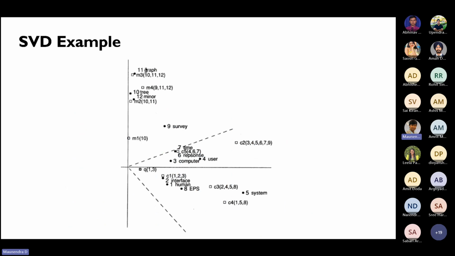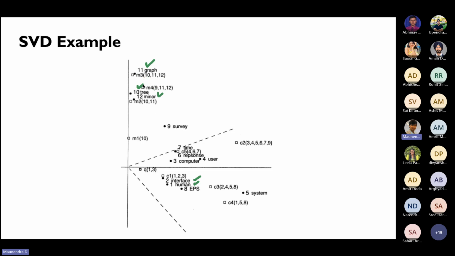So if you see here, graph, tree, minor is graph terminology. They are in some region of the space. Then we have interface, human. These are also close by. On the other hand, C1, C3, C4, all these C documents are in this region, and M documents are being pushed into this region. So M2, M4, M3 are going in that region. And here M3, 10, 11, 12 means M3 contains terms 10, 11, and 12. M4 contains terms 9, 11, and 12, and so on.